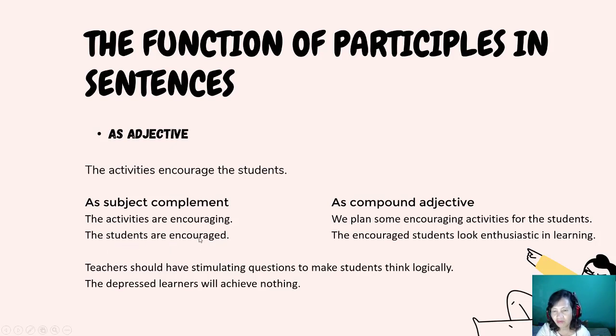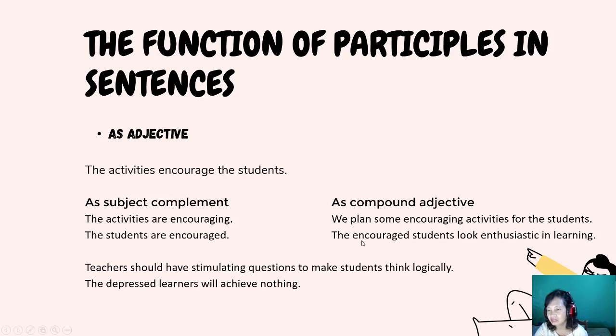These two kinds of adjectives can be put as compound adjective like this. We plan some encouraging activities for the students. Encouraging activities. So we put encouraging here as the modifier to modify activities. That's why it is a compound adjective. And I put it in a sentence. We plan some encouraging activities for the students.